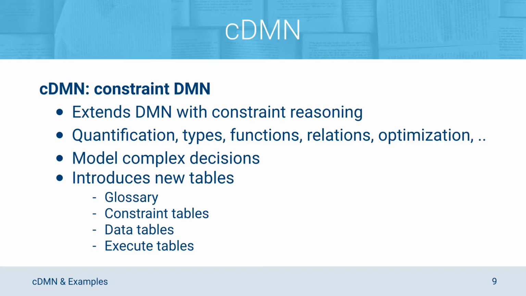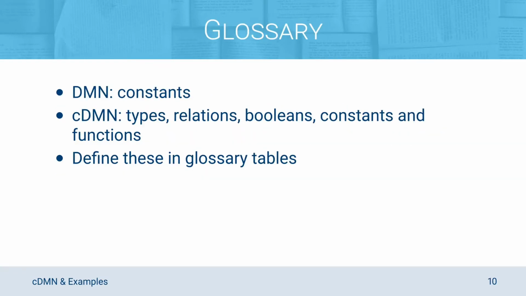So we introduce 4 new tables in total, namely the glossary, constraint tables, data tables, and the execute table. I will go over each of these tables one by one now. In normal DMN, every value is a constant, as I've shown earlier. In cDMN, we extend this by also adding types, relations, booleans, and functions, and we define these in our glossary tables.